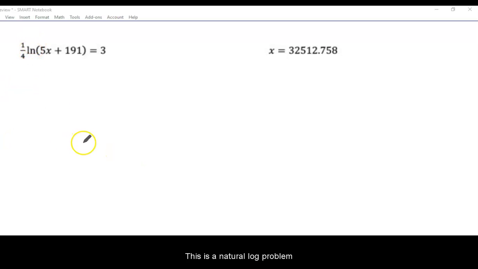This is a natural log problem, so it's base E. What I need to do is isolate this part right here. So I need to, y'all be sure you understand, you need to multiply times 4. You're not multiplying times 1/4 or dividing by 4. That doesn't do anything. To get rid of the 1/4, you have to divide by 1/4. Well, divide by 1/4 equals times 4. So we're going to multiply them.